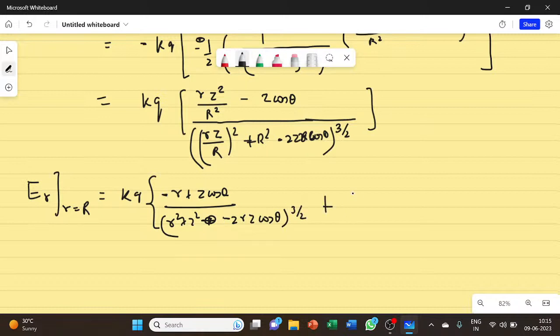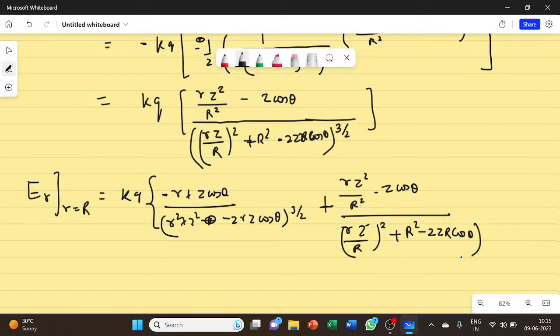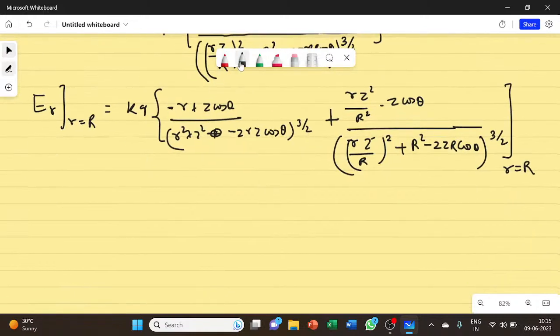So this term would be plus rz square upon R square minus z cos theta divided by rz upon R whole square plus r square minus 2zr cos theta raised to power 3 by 2. This is plus because I've already taken the negative derivative, so don't worry about it. And all this we have to evaluate at r equals capital R. So this will give you the normal component of the electric field, that is the radial component at r equals capital R, and this I'm leaving to you as homework.